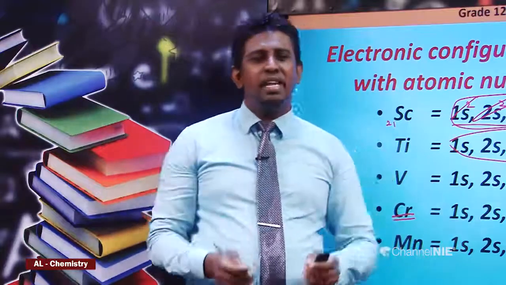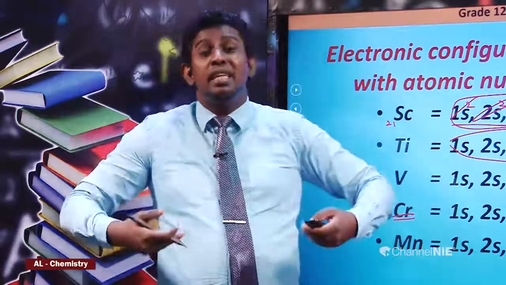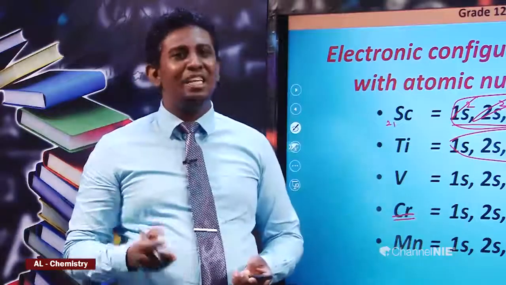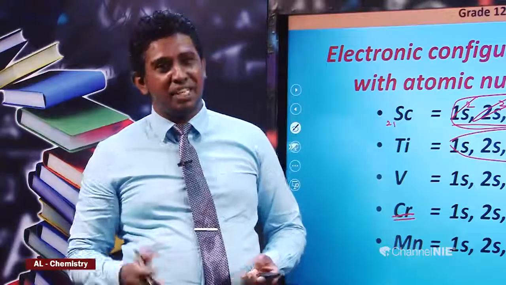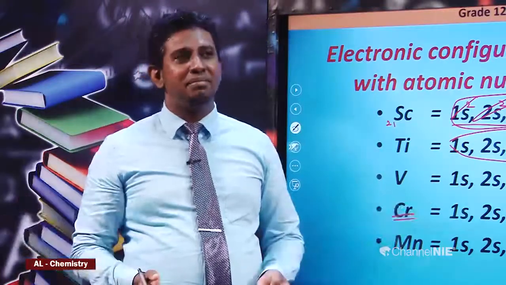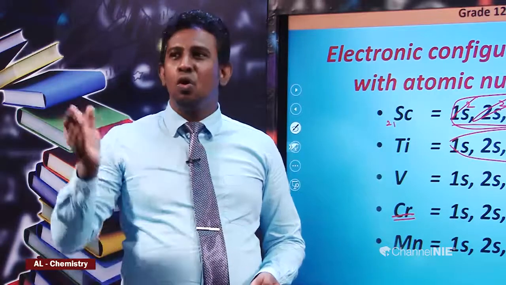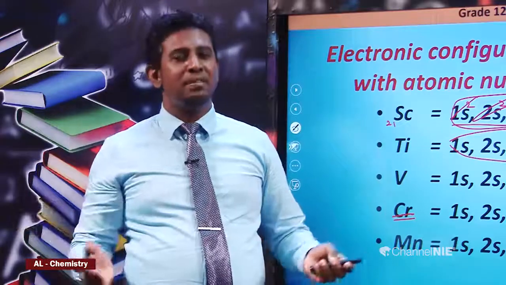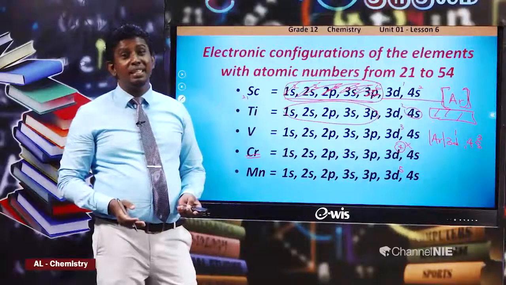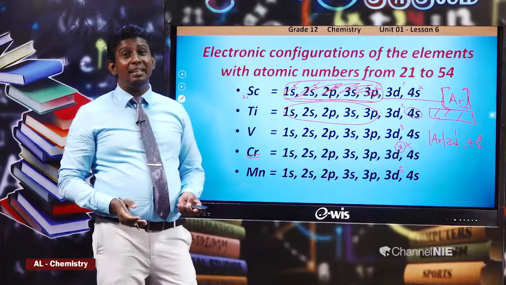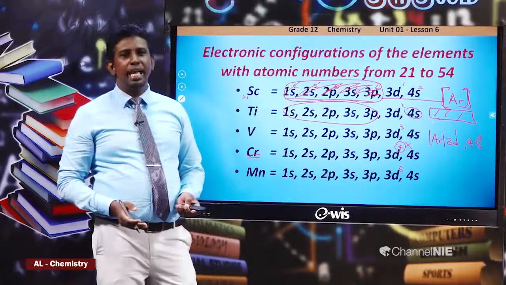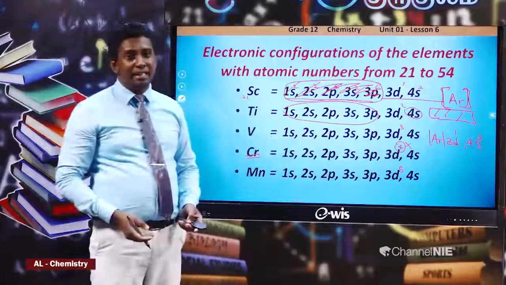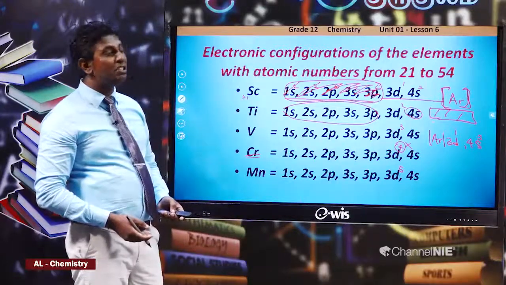Before giving you the deviation, let me explain the reason for the deviation that chromium follows. In future, you are going to find it in copper, and not only copper, molybdenum and silver too. Let's find out the reasons for the deviations that those elements with atomic numbers 24, 29, 42 and 47 are going to have. There you are going to find some deviations.